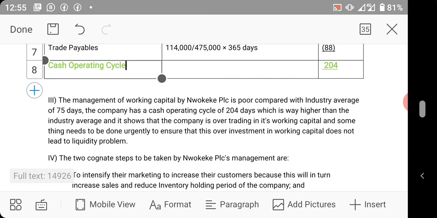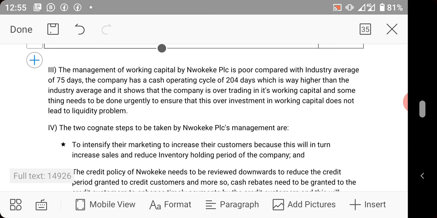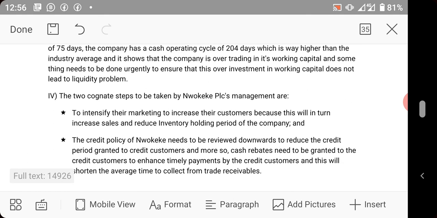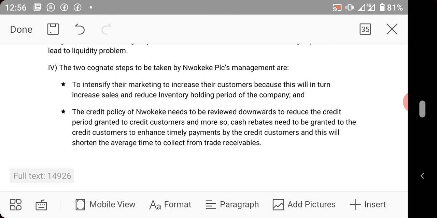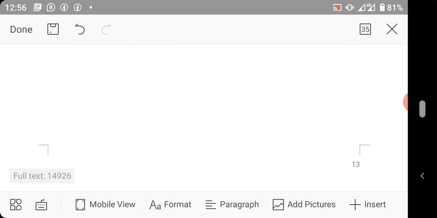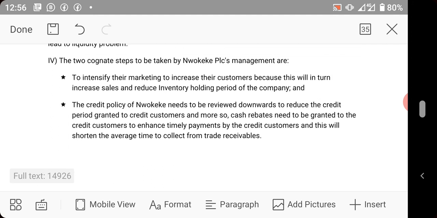So this is the assessment, and the last one says the two cogent steps to be taken by Nwokeke PLC are: 1, intensify their marketing; 2, the credit policy needs to be reviewed downwards. So you look at this in the notes, and you can still go through the class as often as you want. And if you have a question, do drop the question with us. We shall continue with analysis and interpretation with another question in our next class.